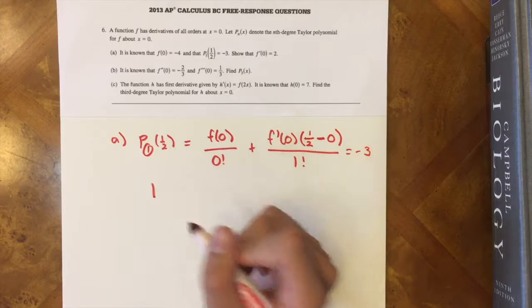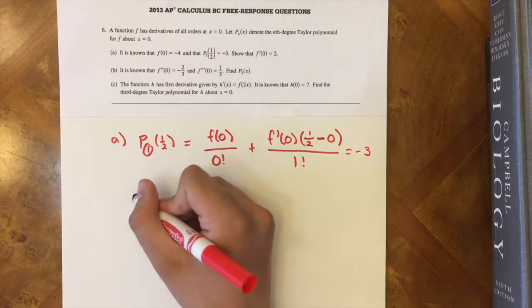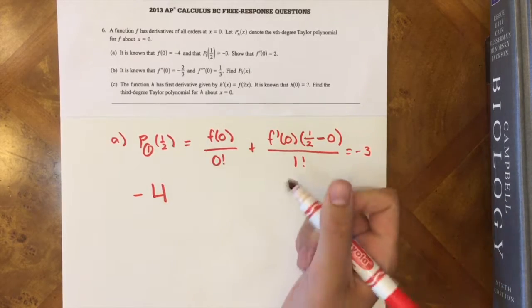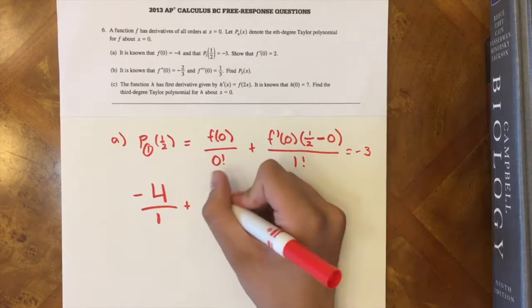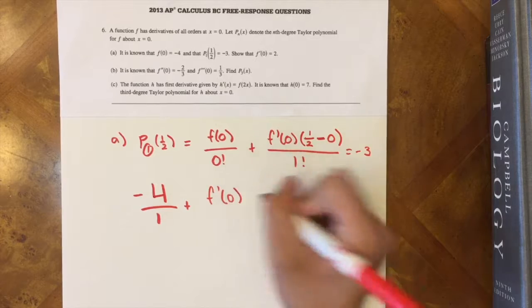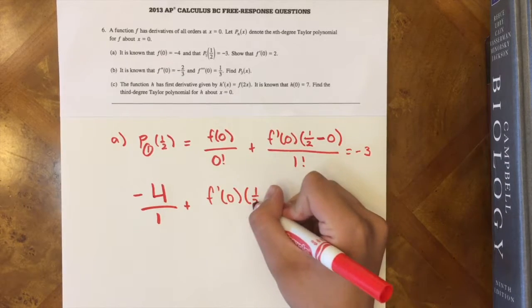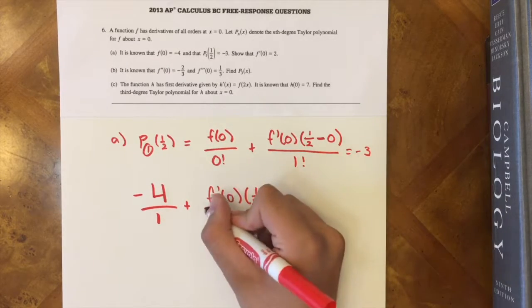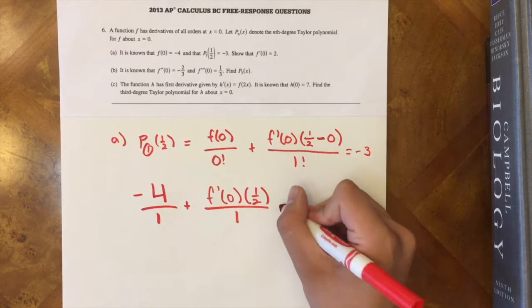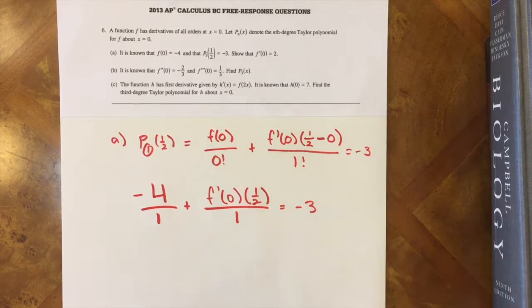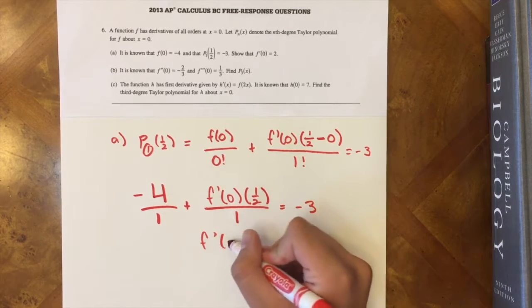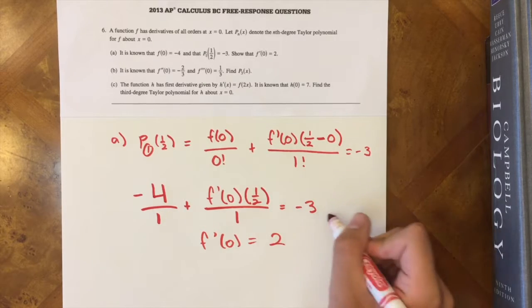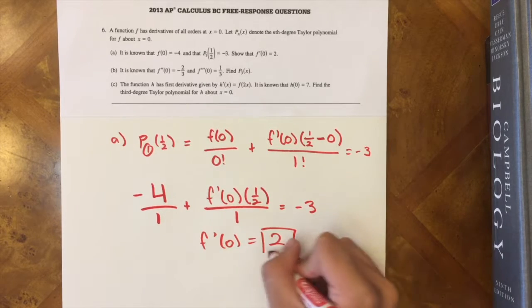So we see that f of 0 is equal to -4, and we divide that by 0 factorial, which is just 1. Then we add f prime of 0, which we don't know what it is, multiply it by 1/2, because that's what 1/2 minus 0 is equal to, and then divide it by 1, and this is equal to -3. We bring the -4 to the other side and then multiply by 2, and it's easy to see that f prime of 0 is equal to 2, because 1 times 2. And this is just our answer.